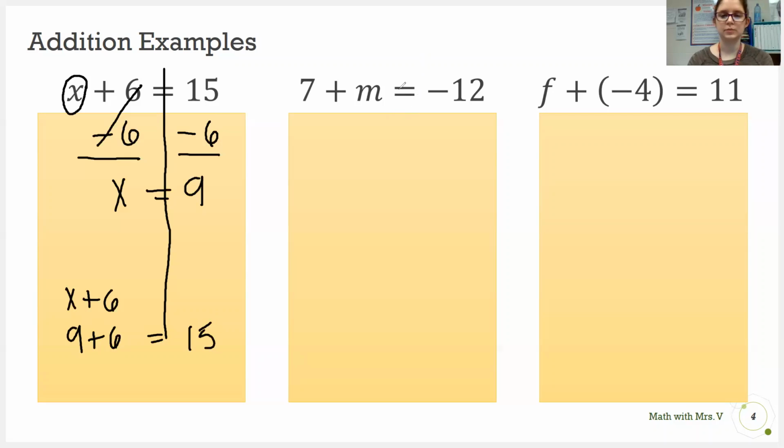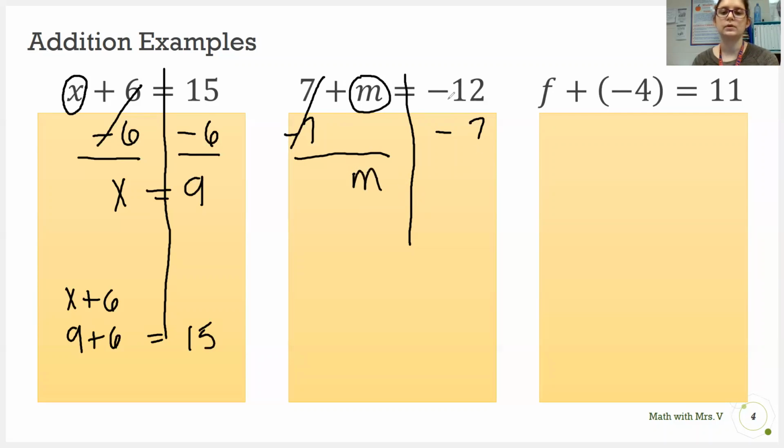Okay, our next example, we're going to put our wall. We can find the m here. So the m's already with the 7, so that means the 12 is the safe side. So our 7 is positive. The opposite of a positive is a negative, so we can think subtracting. So 7 minus 7 is 0. These cancel out. We're left with a positive m, or just m.